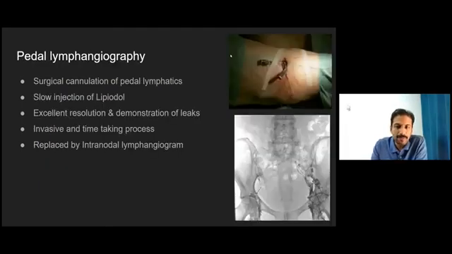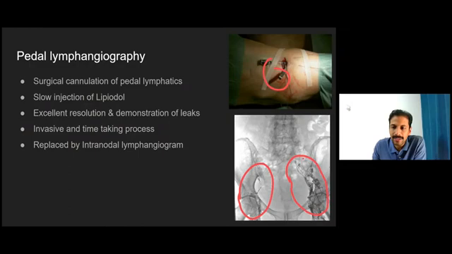Another modality of traditional importance is pedal lymphangiography. This is a tedious thing to do because it needs a cut down on the skin here to introduce a needle into one of the lymphatics in the foot, and inject contrast, or lipidol as the contrast here, into the lymphatics and do imaging. And this is a very good technique. If you are able to cannulate and inject contrast, it will show the lymphatic structures nicely.